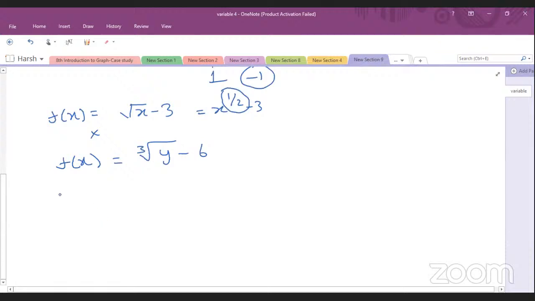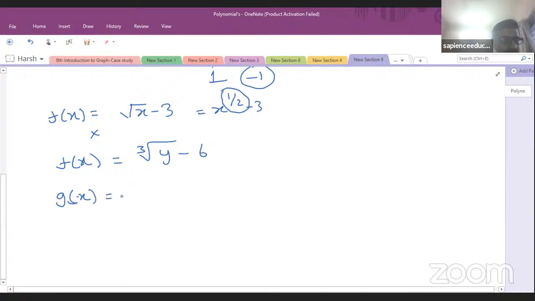Now I will write one more expression. g(x) is equal to, let's suppose, under root 3x cube plus 5x square minus 3 by 4x minus 9. Can you tell me whether this is a polynomial or not?